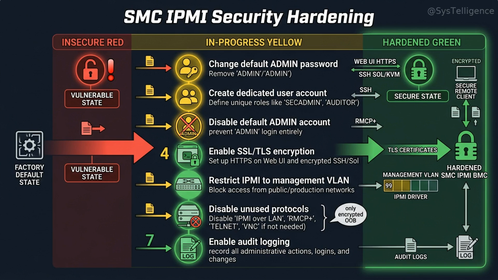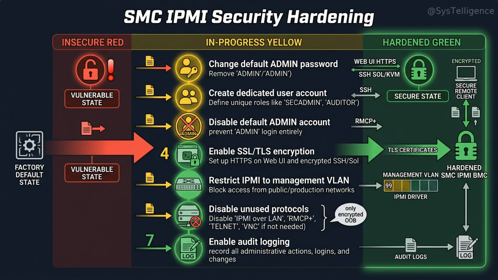Supermicro IPMI security must be hardened before any production deployment. The default username ADMIN and password ADMIN are publicly known. Attackers actively scan for exposed IPMI ports on port 623. Step 1. Change the default ADMIN password immediately after first login. Step 2. Create a dedicated service account with operator level privileges.